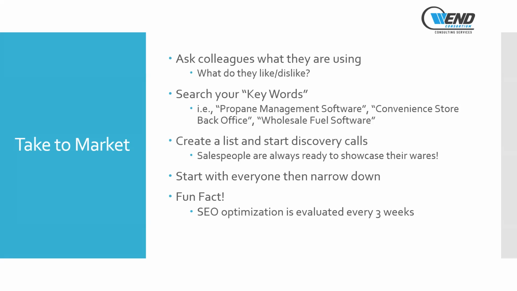Another fun fact out there is search engine optimization is evaluated every 3 weeks. So when you're out there searching your keywords for propane management software, and you see somebody in that top 10, if you search again in another couple of weeks, you'll see some of those websites may have moved up and down, because as these vendors out there are putting more blogs and putting more information out there, their rankings on that top 10 of those searches move them up and down.